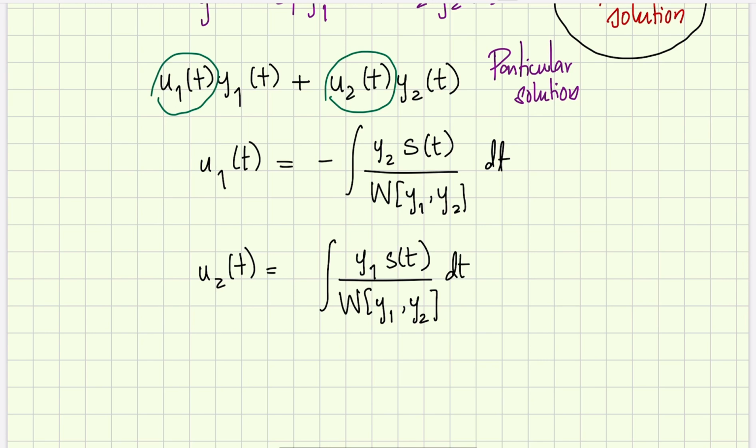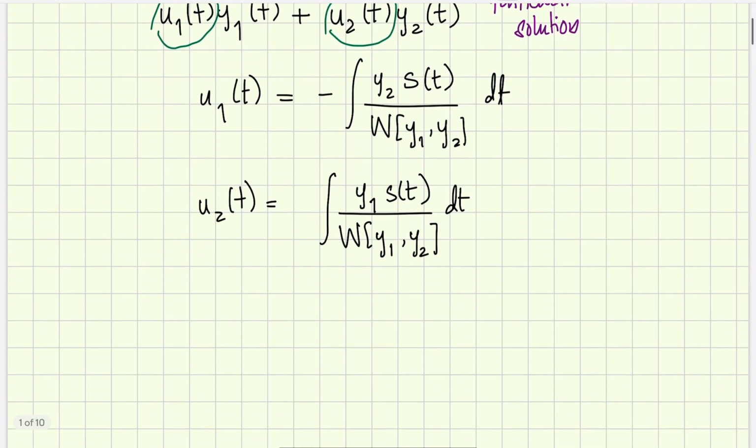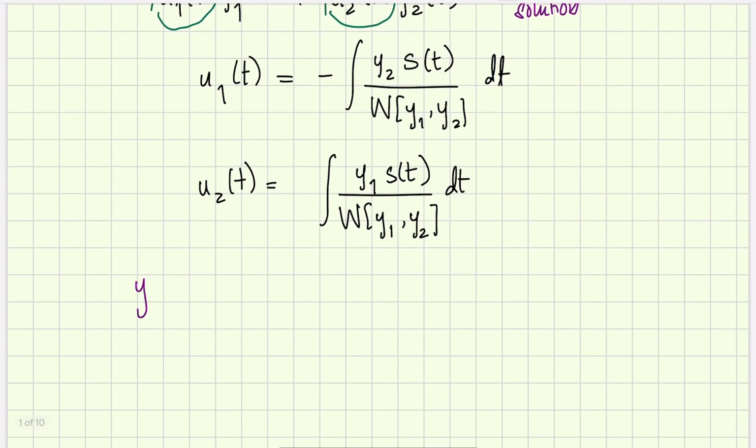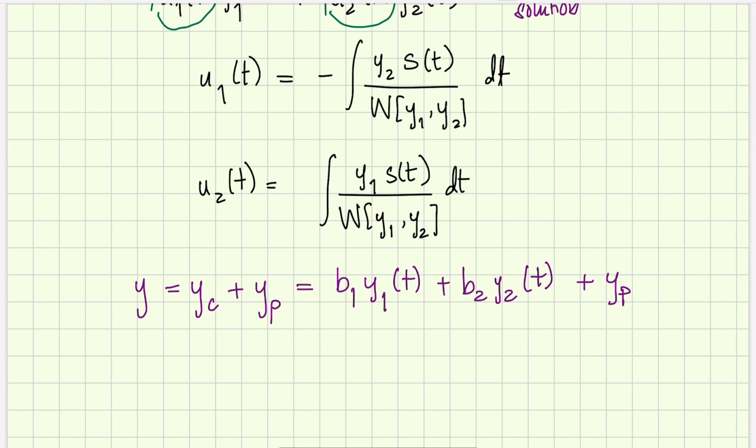Once you find these two functions, we can find our general solution of our non-homogeneous second-order differential equation with constant coefficients, which is the sum of the complementary and the particular solution, which is b1 y1 of t plus b2 y2 of t plus whatever solution we find using this and this. Let me show you how to find these and put these together with an example.